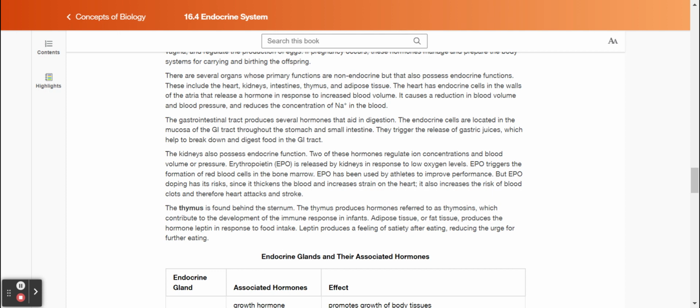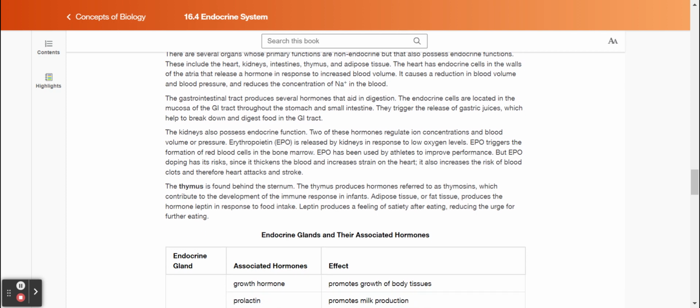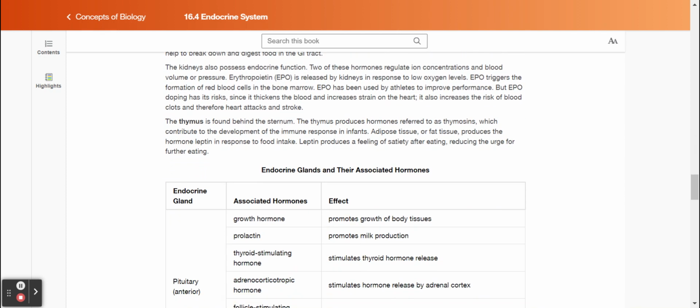The kidneys also possess endocrine function. Two of these hormones regulate ion concentrations and blood volume or pressure. Erythropoietin, EPO, is released by kidneys in response to low oxygen levels. EPO triggers the formation of red blood cells in the bone marrow. EPO has been used by athletes to improve performance, but EPO doping has its risks since it thickens the blood and increases strain on the heart. It also increases the risk of blood clots and therefore heart attacks and stroke.